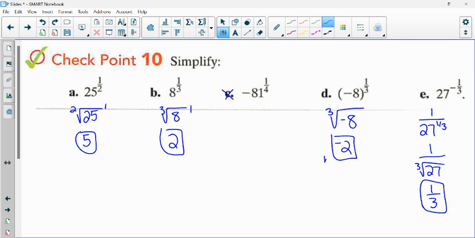Now, looking at letter C. If you didn't write letter C down yet, take a moment and write letter C down. What is the difference between C and D? Right. In D, there's a negative in the parentheses. Here, the negative's not in the parentheses. So for this one, we're really doing -1 times 81 to the 1/4.